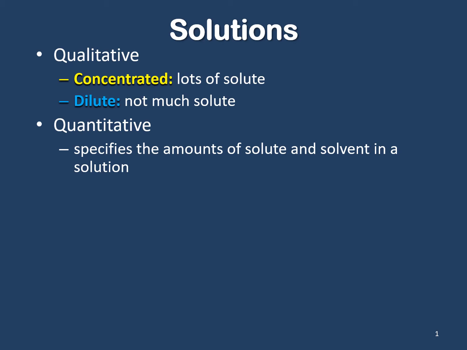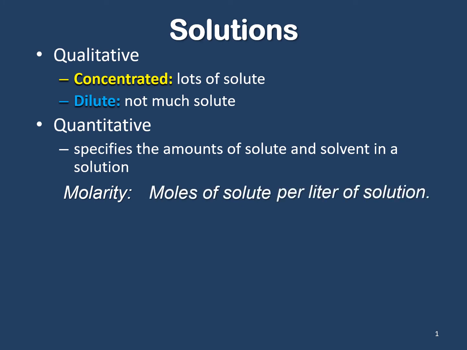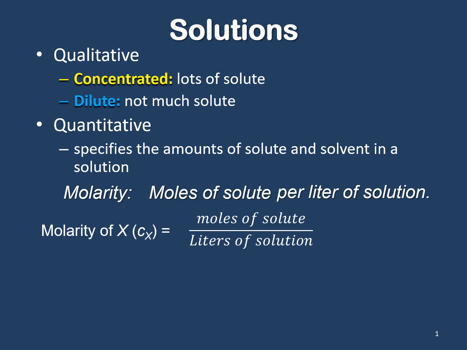Now, the biggest concentration unit that we use in chemistry is known as molarity, and molarity is defined as the moles of solute per liter of the solution. And the volume of the solution, or liter of the solution, is going to contain both the volume of the solute and the volume of the solvent in the solution. So if we're calculating the molarity of, let's say, compound X, then we would say moles of the solute is in the numerator, liters of the solution are in the denominator, and we simply divide.